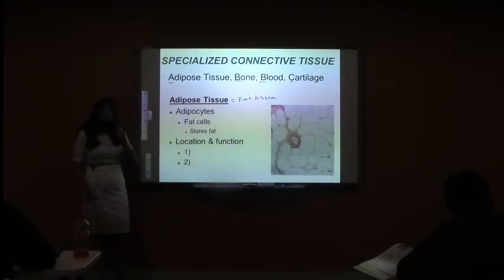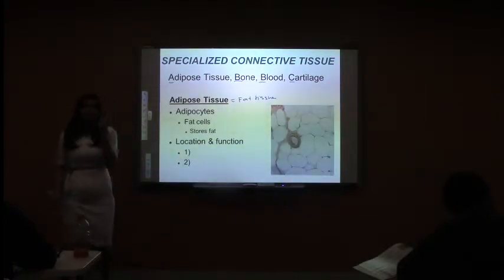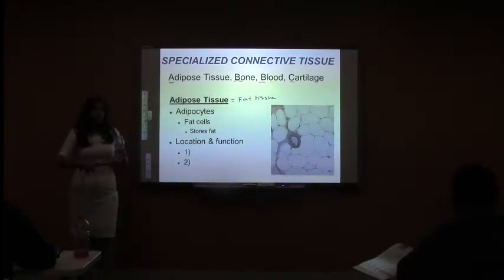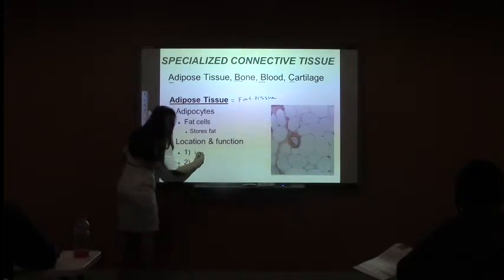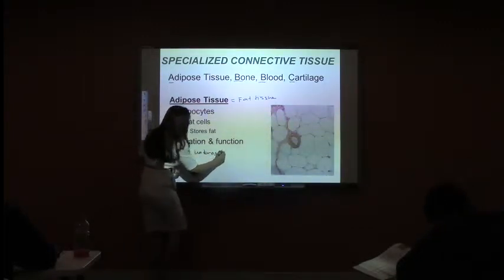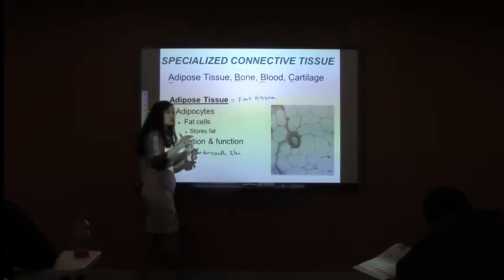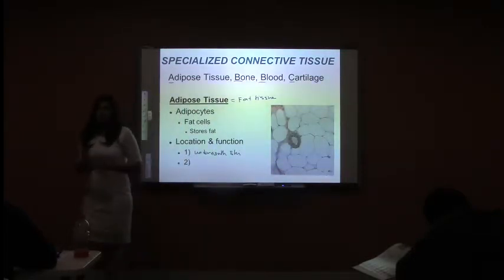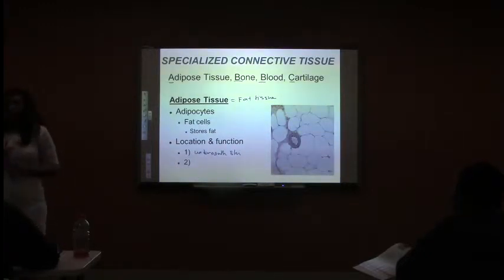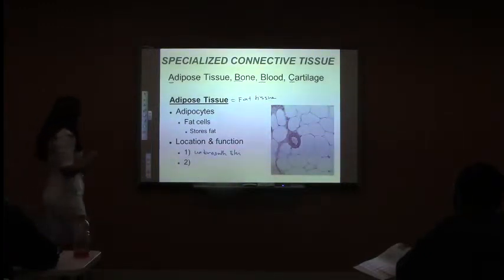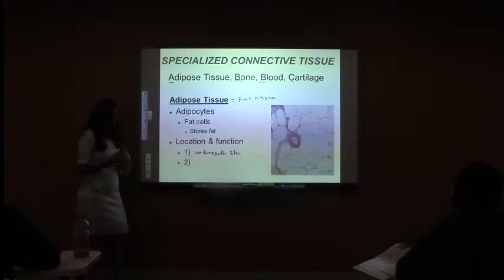Location and function. So fat tissue is located in two distinct areas. If you ever had dissection, as soon as you cut up the body, you'll see there's a yellow layer that's covering the entire body. So it's right underneath the skin. When it's found underneath the skin, what do you think the function is? Temperature regulation. Insulation. So it's a protective measure for heat.